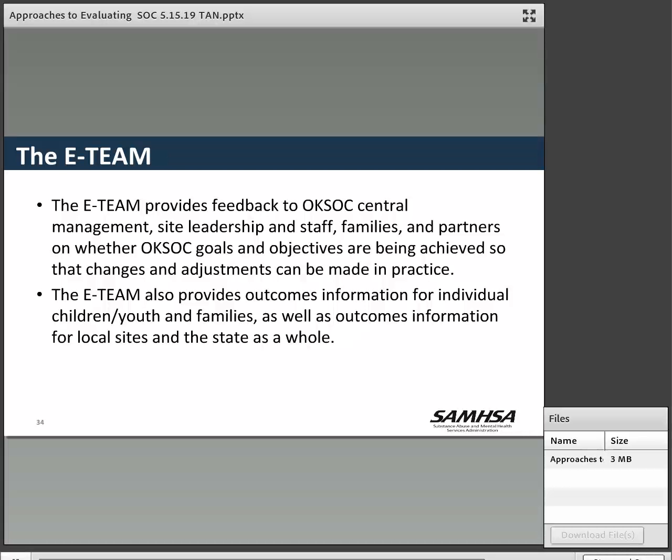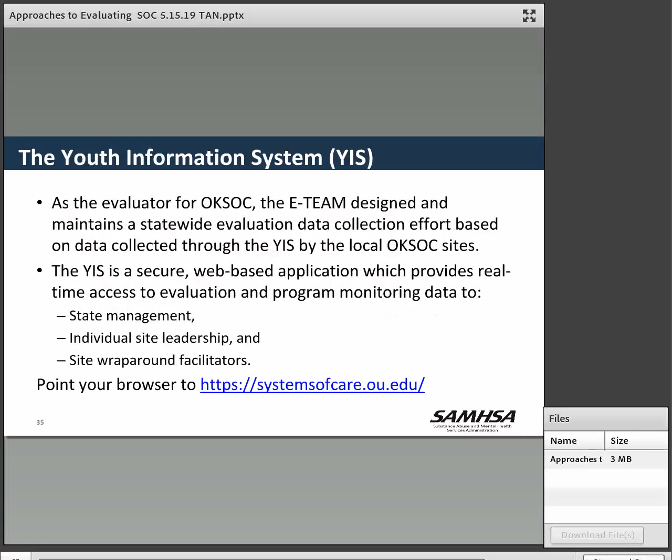So there are 77 counties in Oklahoma, and there are more than 100 agencies that provide systems of care services. Some of the larger counties, Oklahoma County and Tulsa County, have several providers. In Tulsa County, there are 6 providers. In Oklahoma County, there are 5. Some of our rural and frontier counties have 1 provider. Actually, many of our counties have 1 provider.